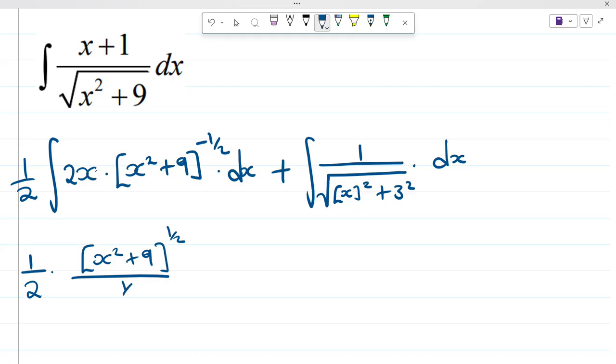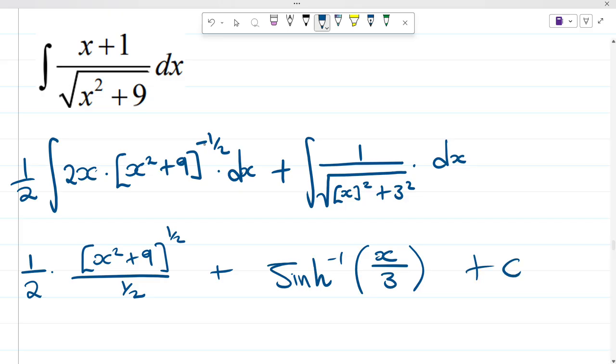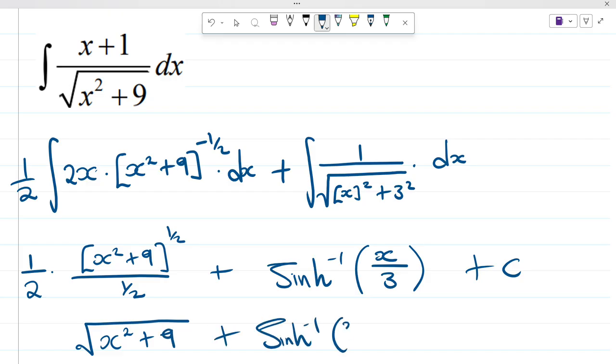Divided by 1 over 2, plus this side we already discussed, that is going to be inverse hyperbolic sine. So this is going to be inverse hyperbolic sine of what? Of x over a, which is 3, and then plus c. And then of course here the 2 and 2 are going to chop each other. At the end of the day, we're going to be left with square root of x squared plus 9 plus a hyperbolic sine inverse of x over 3 plus c.